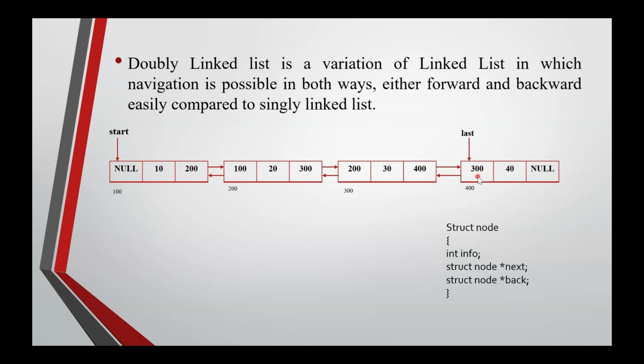This one is the last node of our double linked list. So this is the back pointer. The back pointer stores the address of the previous node. The previous address is 300. This is the information. This is null, because it is the last node and there is no next node present. That's why it stores the value null. And last stores the address 400.